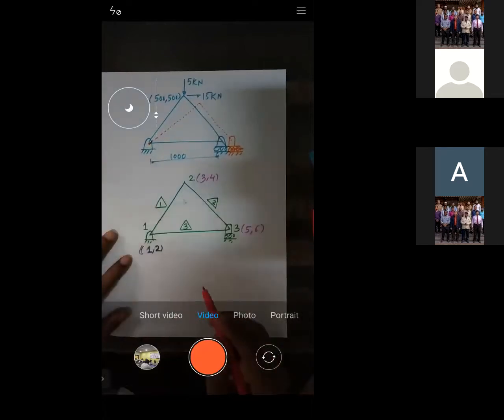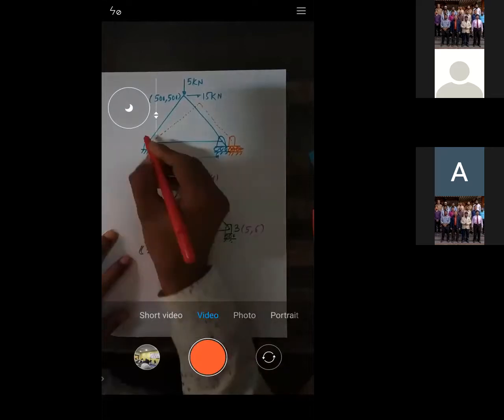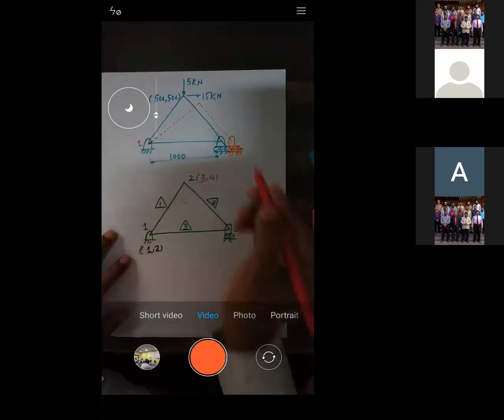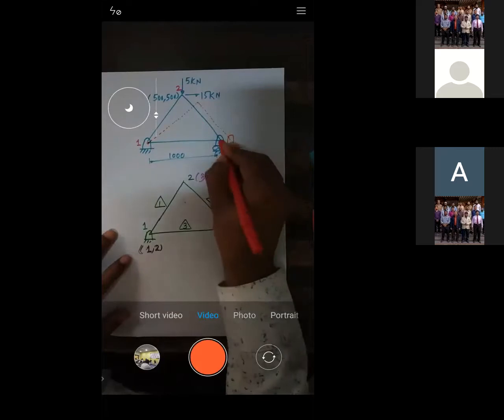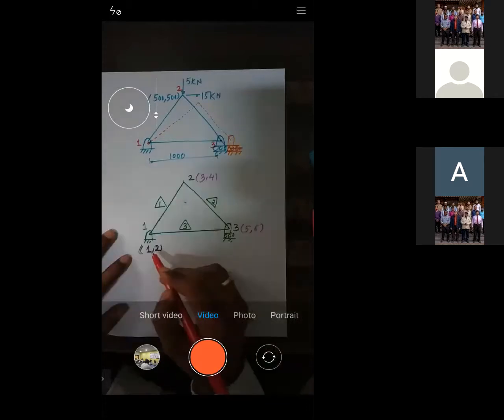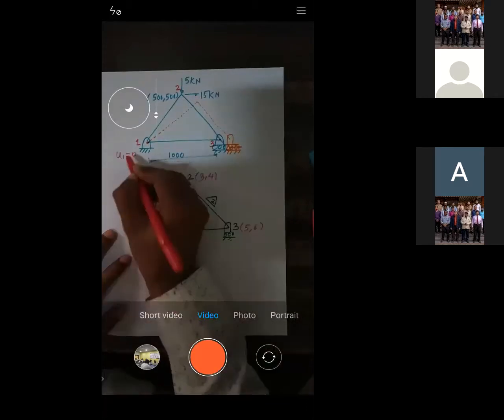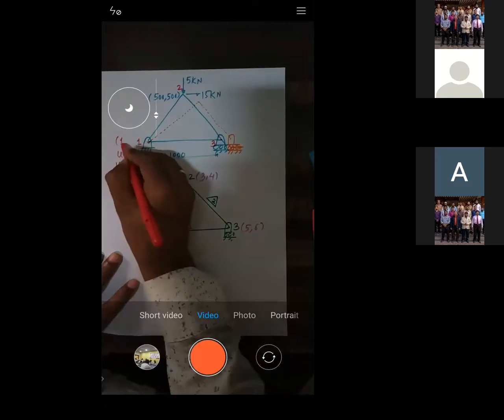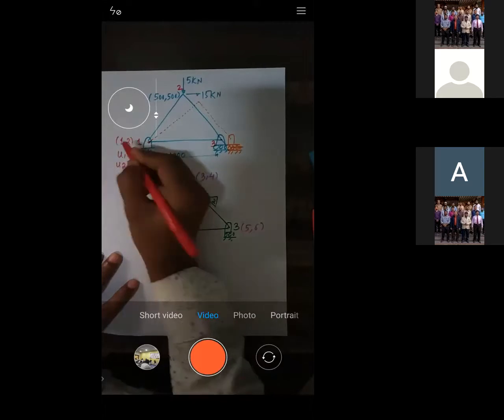See, this is node 1 we have taken. This is node 2 we have taken, right? This is node 3 we have taken. So what happens? Node 1 has U1 and U2. But node 1 is fixed, that's why U1 is 0, as well as U2 is 0. We have 2 degrees of freedom, 1 and 2, but both are 0.